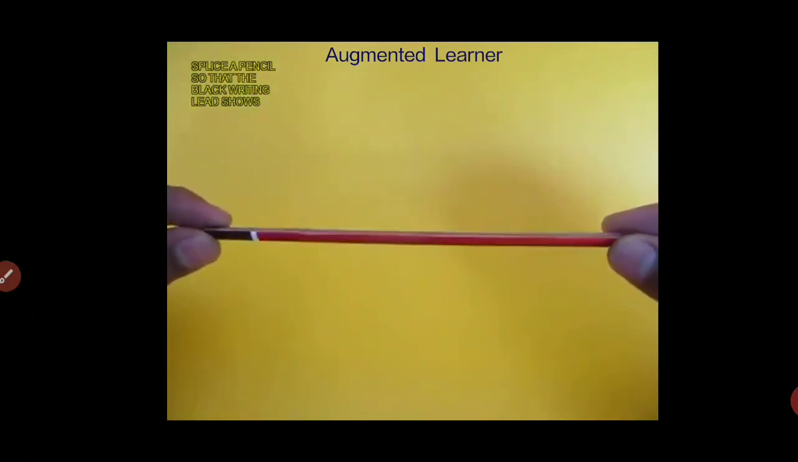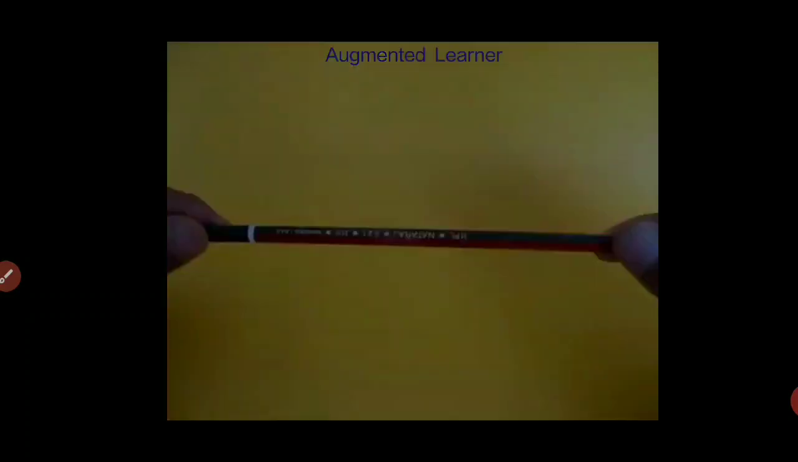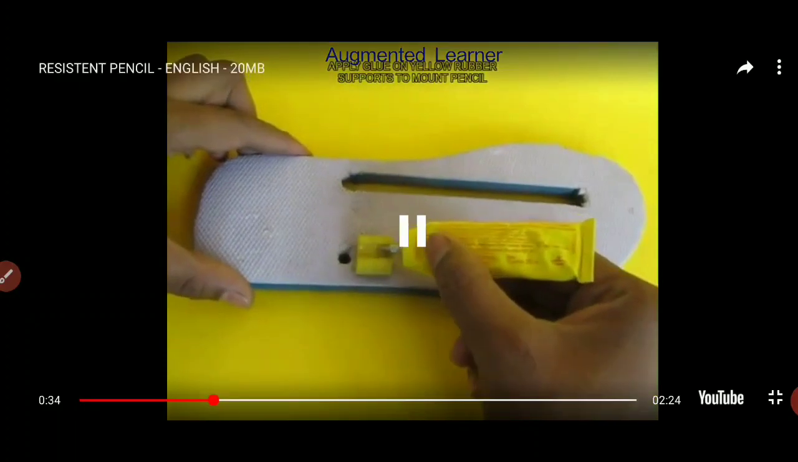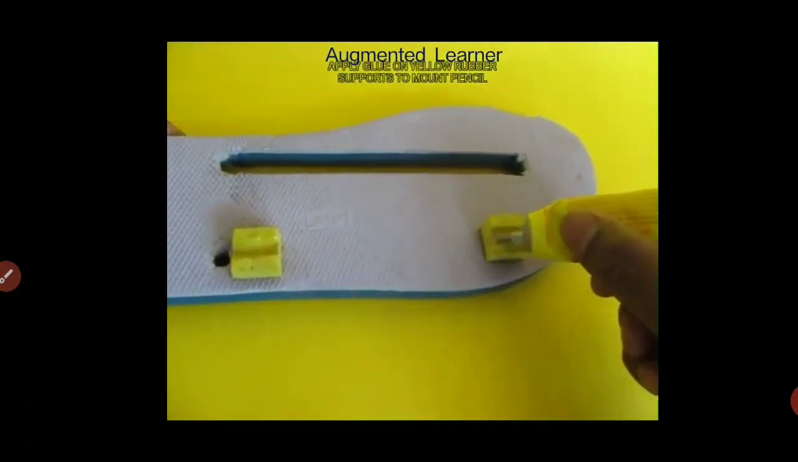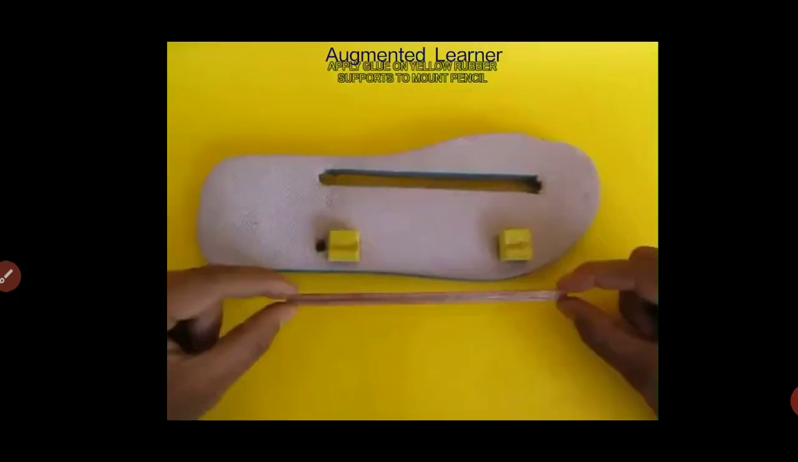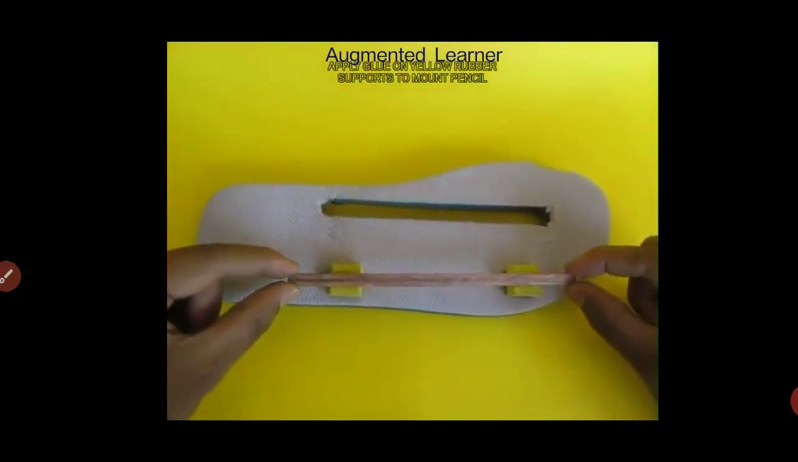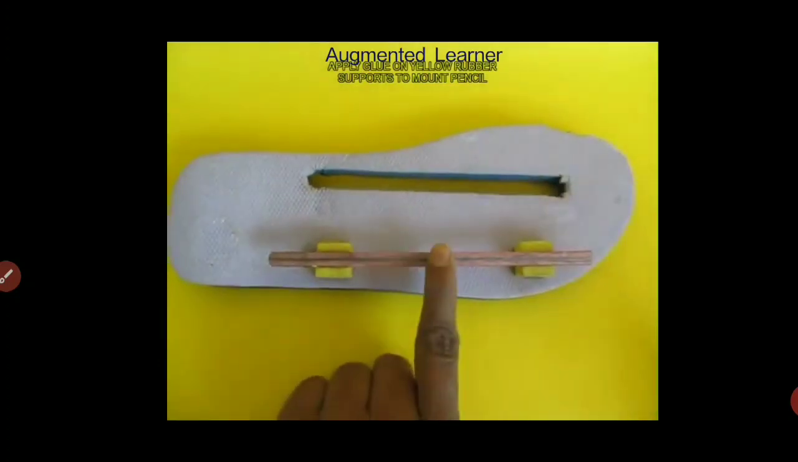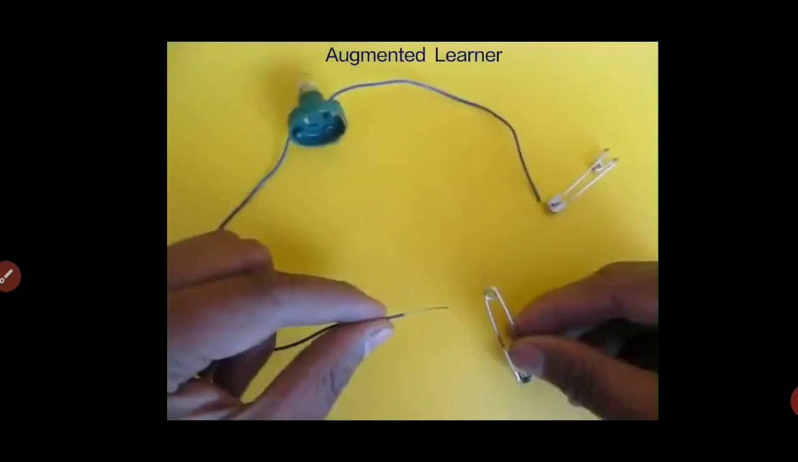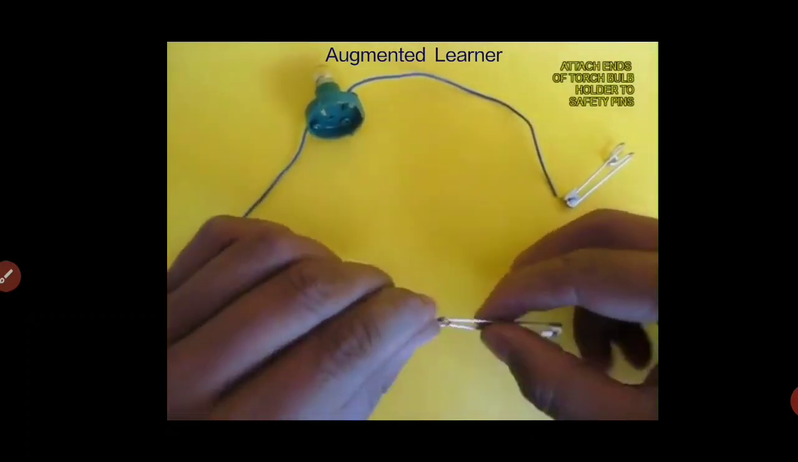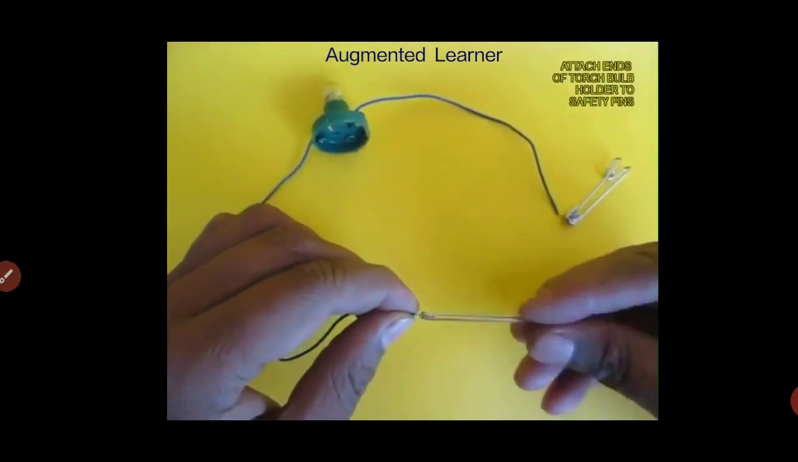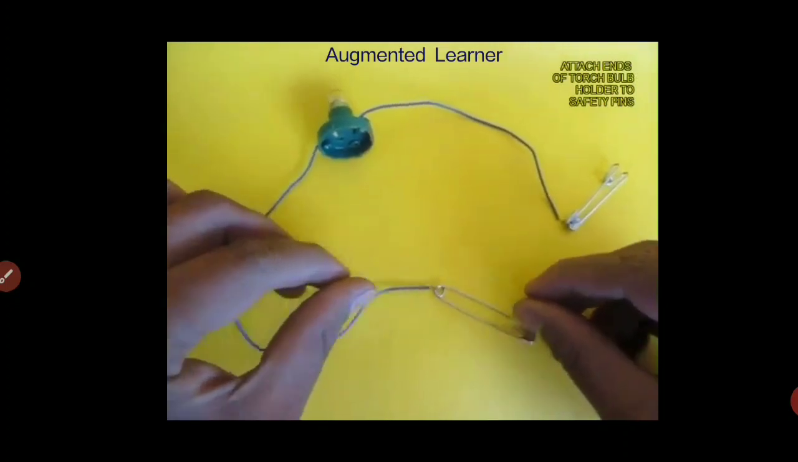Now you can see the lead in the middle, and on the rubber slipper there are 2 yellow rubber stoppers. Apply some glue and affix the pencil onto these. Wait for a while for the glue to dry and then fix the pencil. Now you need a bulb holder, a torch bulb, and the 2 ends are attached to 2 safety pins, which are like the contact leads.